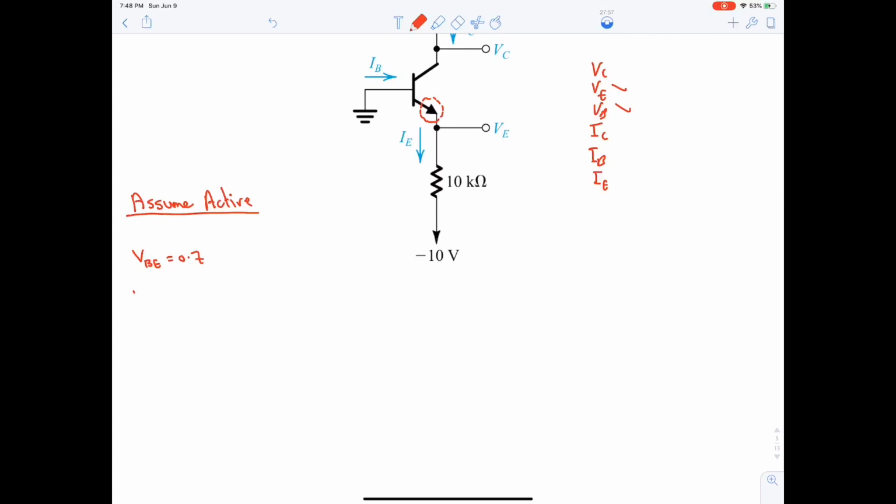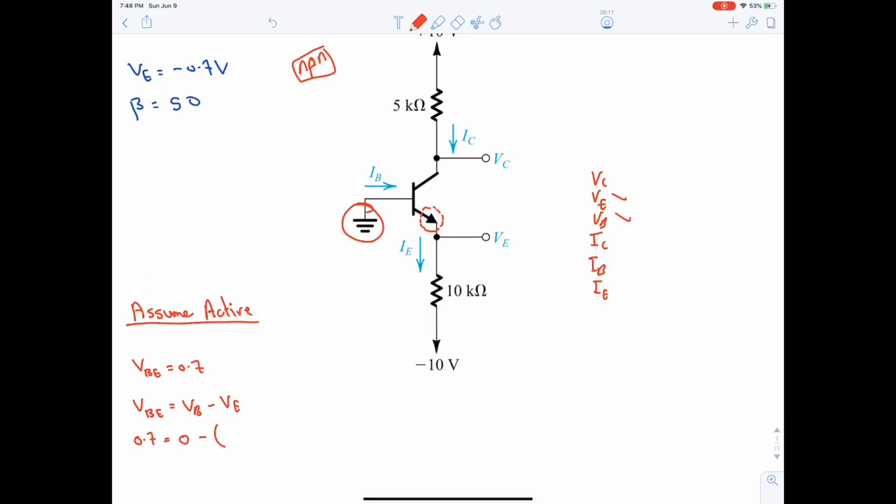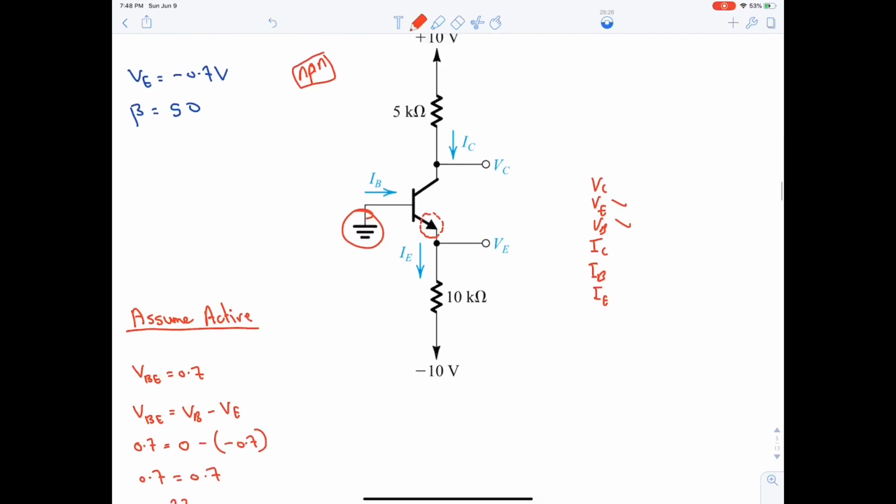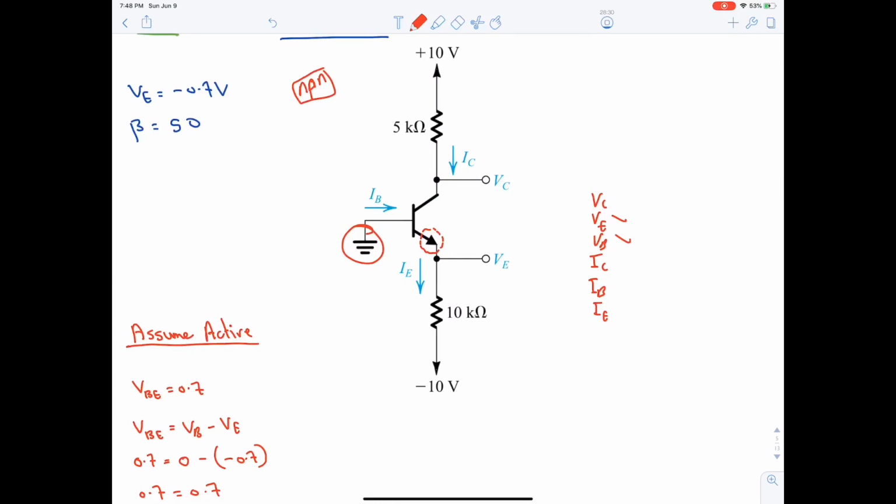The following step is to open the VBE. So it will be VB minus VE. VB is 0 because of the ground. And VE was given to us and it's minus 0.7. So did we figure anything out? No. We just stated the obvious that 0.7 is 0.7. Anyhow, let's continue. This did not help us to find any new requirement. We need to think now.